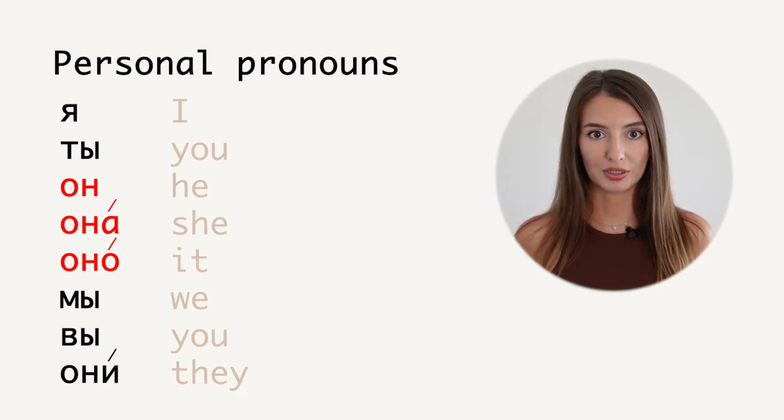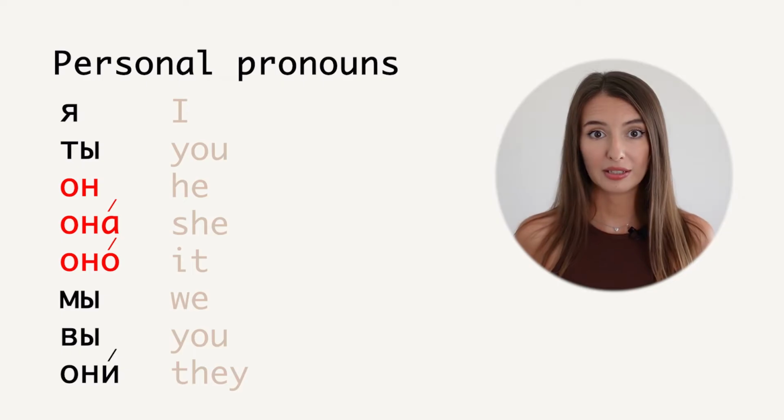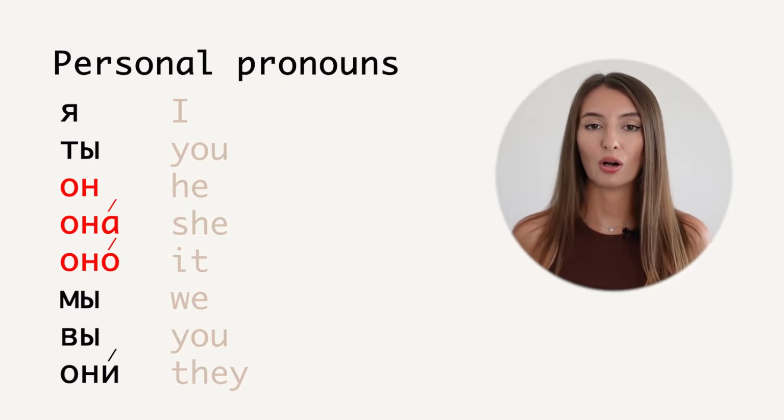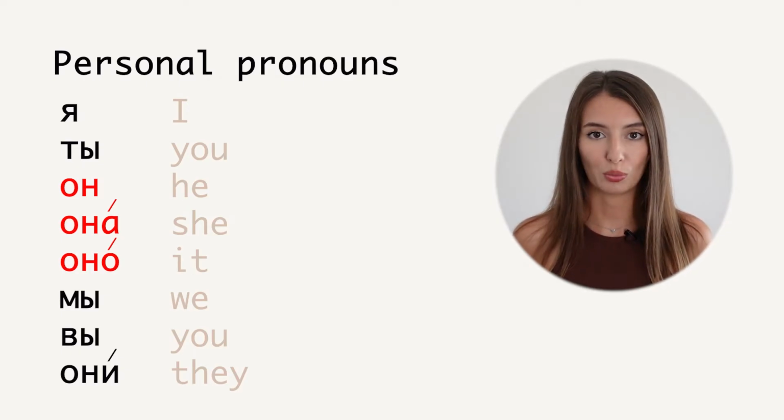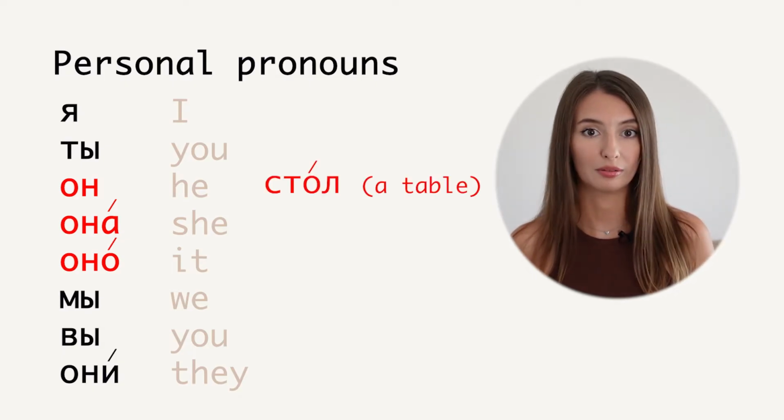Look at the third person singular pronouns он, она, оно. Pay attention that он, она are also applied to non-living objects. For example, стол in Russian is он.